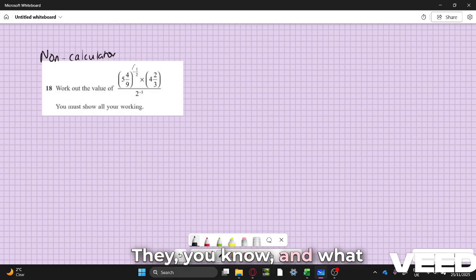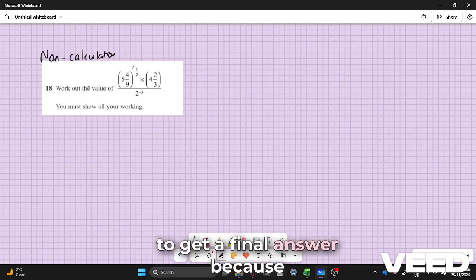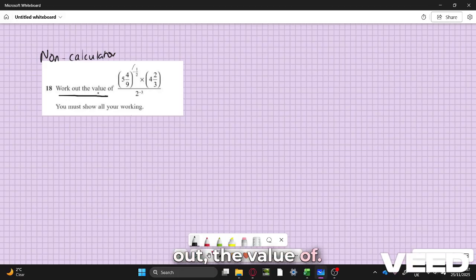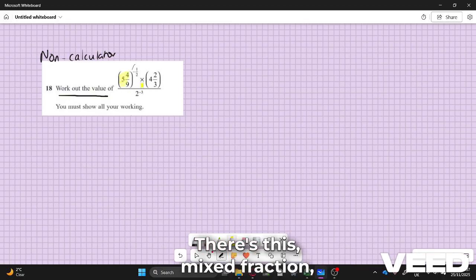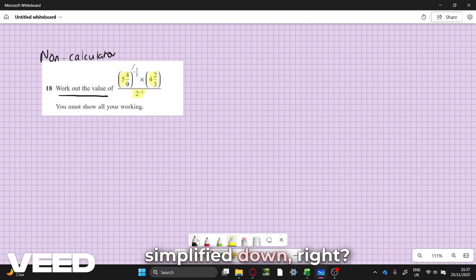What the aim is, right, is to break this down into smaller sub-problems, to tackle the big things and simplify them down to get a final answer. And we know we need to get a final answer because of this, the "work out the value of", which tells us we need to get a final answer instead of "simplify". So we can start off by seeing that there are three big things: there's this mixed fraction, this mixed fraction, and this, which can all be simplified down.